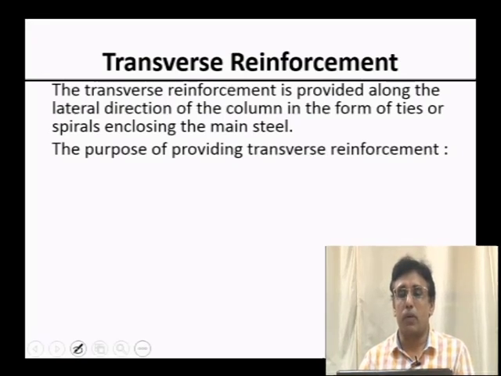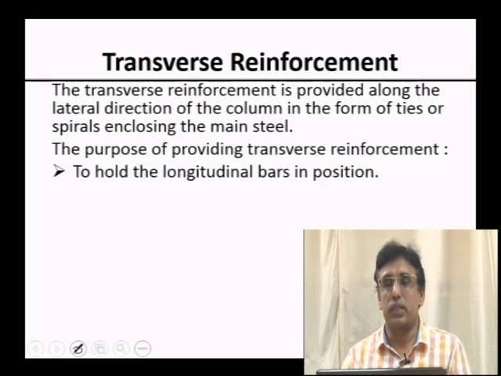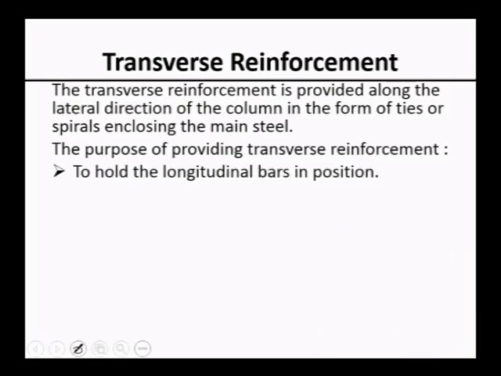The purpose of providing transverse reinforcement. What is the purpose? One is to hold the longitudinal bars in position. The first important point is that whatever longitudinal bars are there, they will spread if rings or lateral ties are not provided. To hold the longitudinal bars in position, we need the lateral ties. That is, we have to provide the cover. We have to maintain the cover between the longitudinal reinforcement and the shuttering. Whatever column formwork we are providing, we need the space.